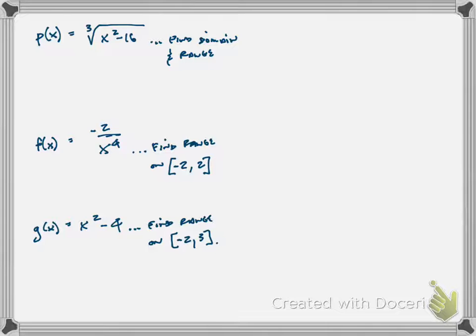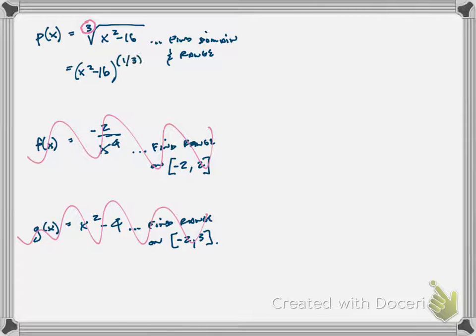All right, let's do one more for the sake of time. I'm going to cross these two out. I want to throw one more at you, though, to think about. This is a good one. It's a cubed root. Now, an alternate way to write this, just so that we're clear, is x squared minus 16 to the 1/3 power. That's the same as taking the cubed root.